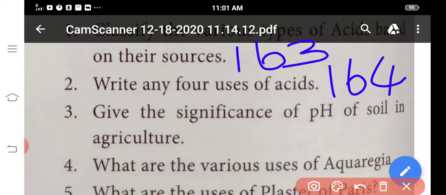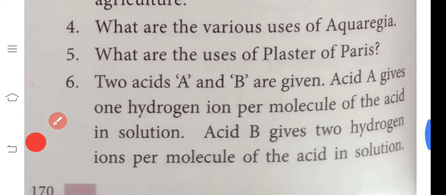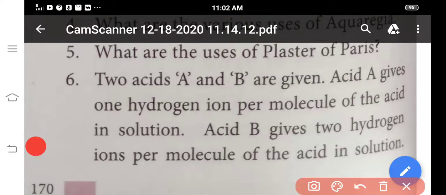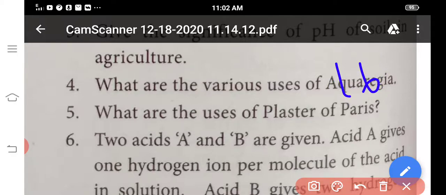Okay, the next one, give the significance of pH of soil in agriculture. Page number 168. Page number 168, you see the answer. Then next one, fourth one, what are the various uses of aquaria? Page number 165. Page number 165, you see the page number 165, there is the answer.